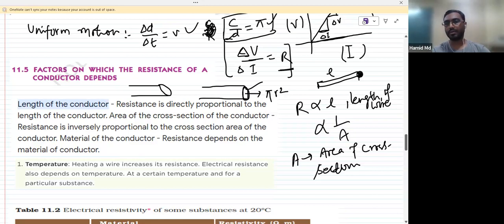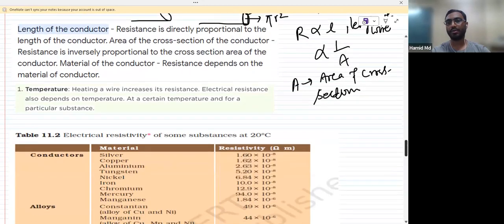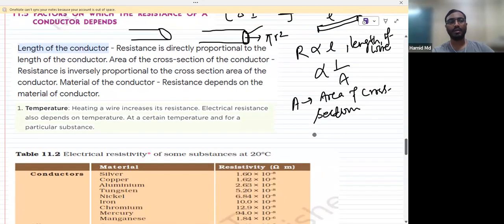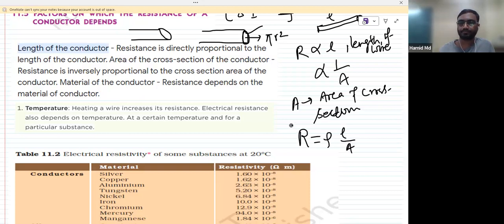So the resistance depends on the length of the wire and is reciprocal to the area of cross section. So R is given as, with the constant of proportionality, rho L over A. Clear?